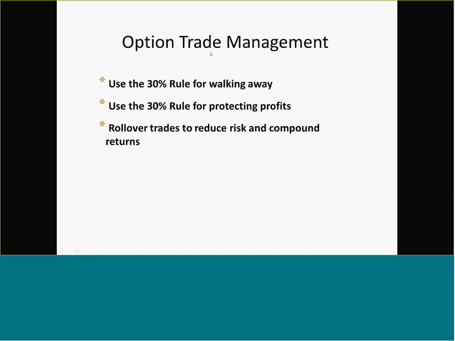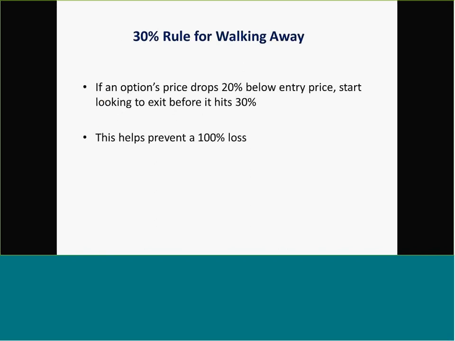So once we find a sector that has a high relative strength, we find a good entry point with the Keltner channels, and then we use the 1% rule for selecting the strike price. Then we want to use the option trade management rules to manage that trade. And let's take a look at the first rule here, which is the 30% rule for walking away.